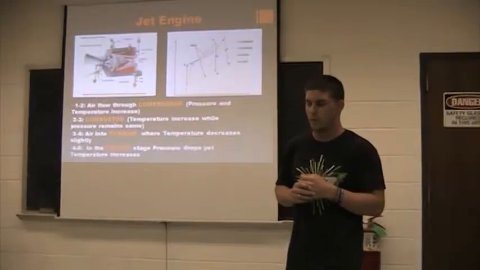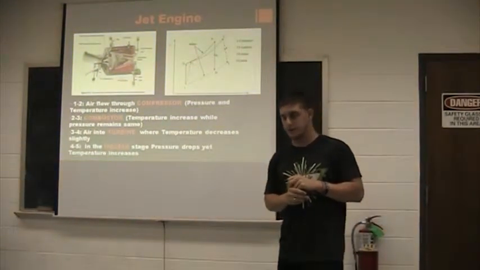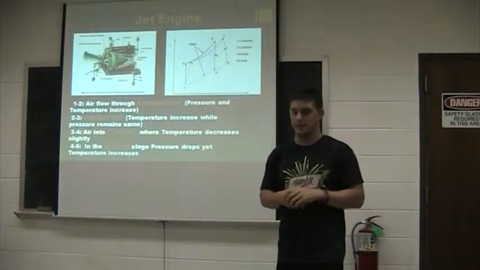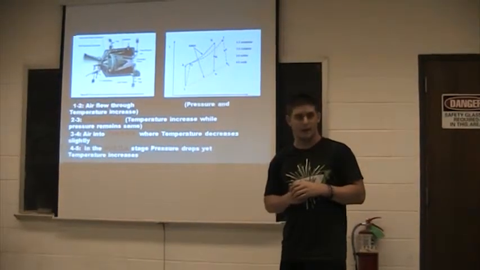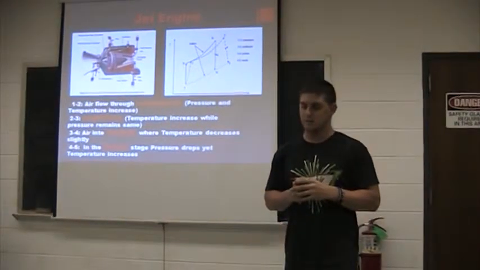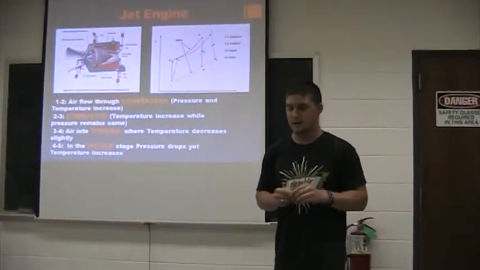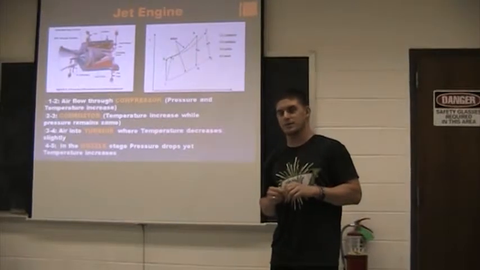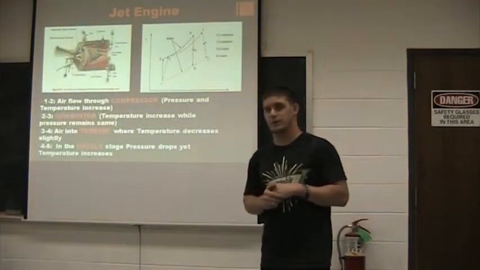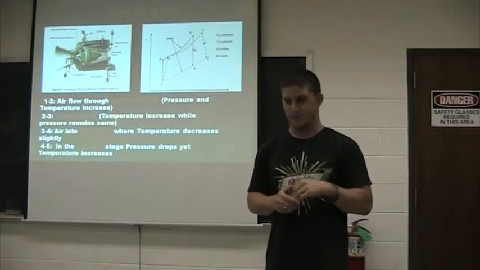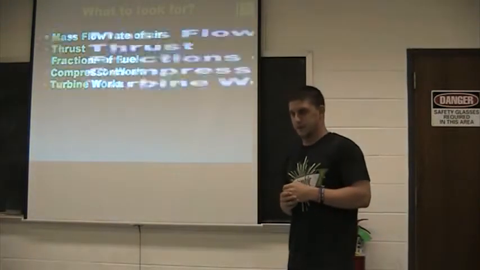And then from 3 to 4, the air goes to the turbine, and that's when temperature decreases slightly. And then 4 to 5, finally, it goes to the nozzle stage where pressure drops, and temperature is supposed to decrease according to this TS diagram. But according to the factory results, that did not happen. But it should decrease.